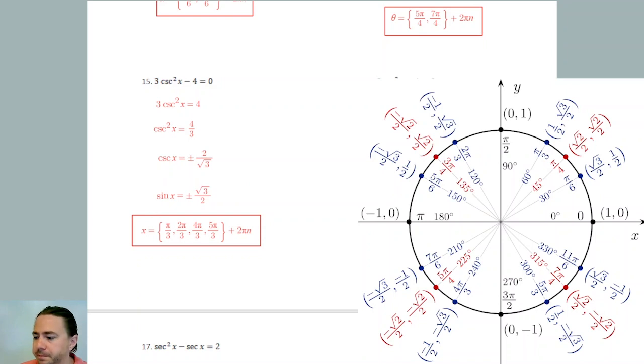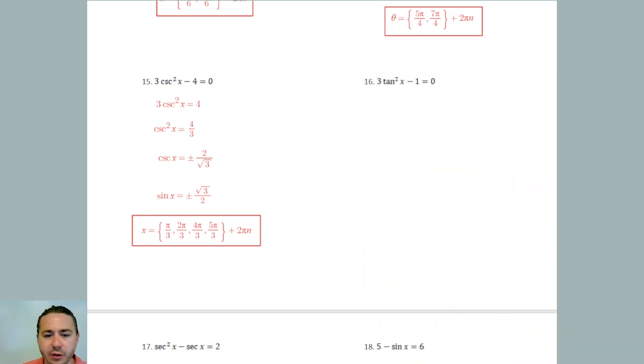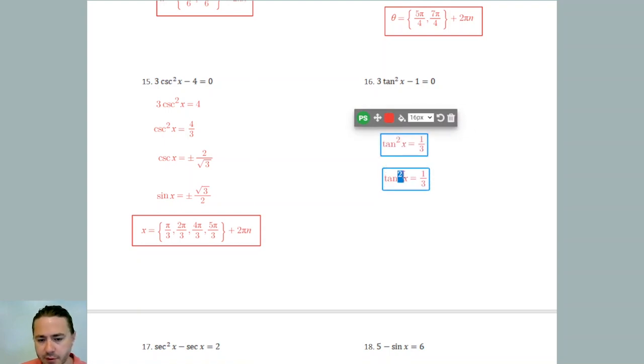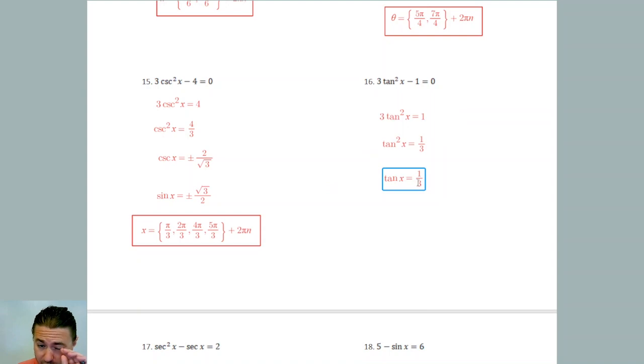Number 16, we're dealing with tangent, and so we need to subtract 1 from either side. We got another squared one here too. The squared ones always have more solutions. So you got the plus or minus thing going on towards the end. Okay, so here we're going to divide both sides by 3. And then we're going to take the square root of both sides to get rid of this squared. Square root of 1 is 1, and then the square root of 3 is just that. It's the square root of 3.